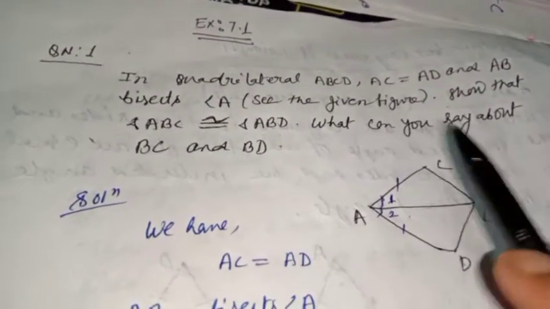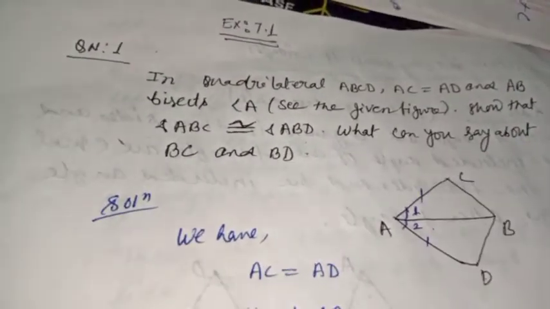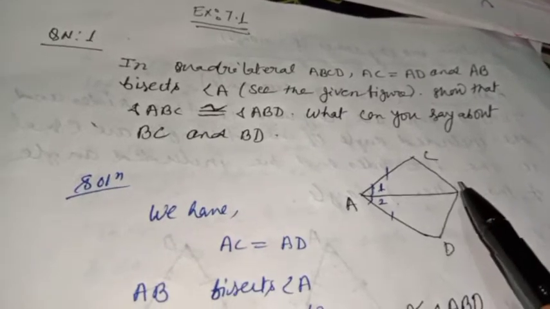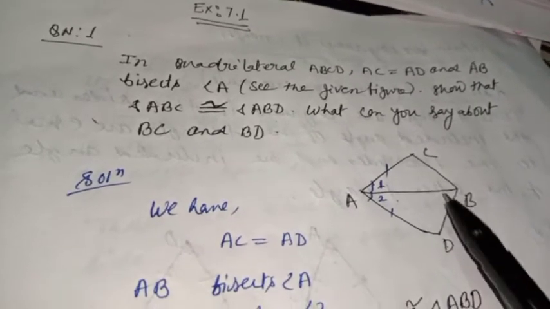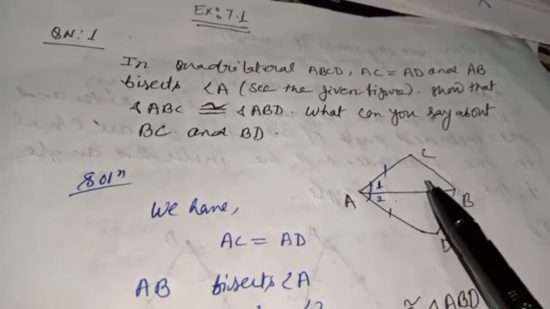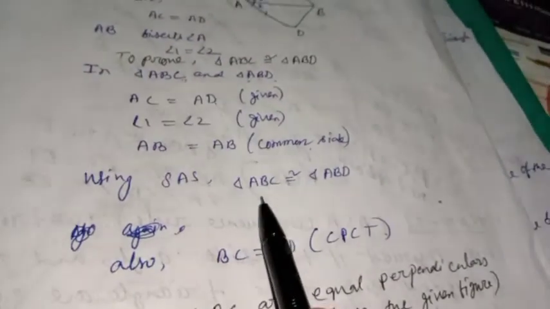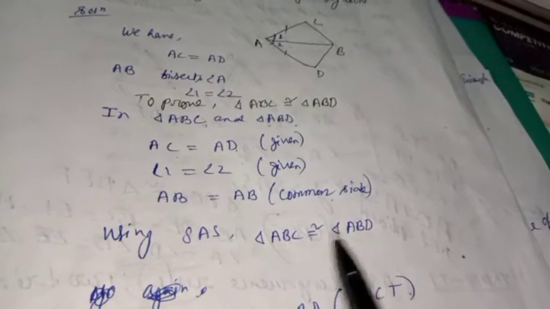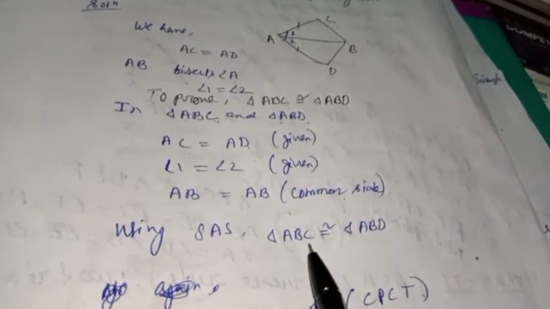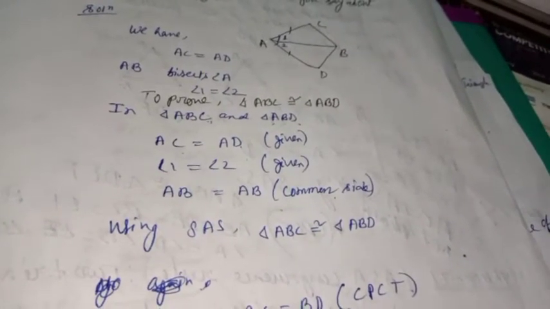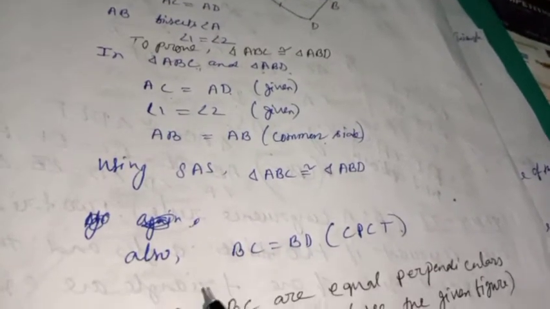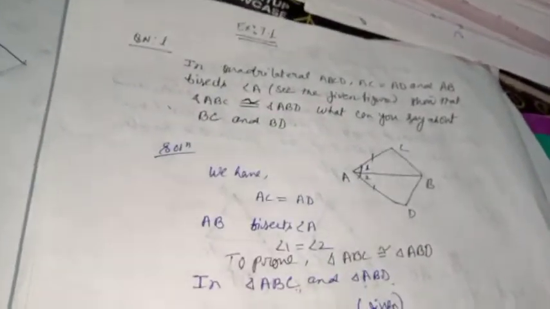Okay, now what can you say about BC and BD? We can see here that BC and BD are the corresponding sides of the triangles. Just now we have shown congruency of triangle ABC and triangle ABD. BC and BD are corresponding sides. Since they are congruent, we have the rule CPCT: corresponding parts of congruent triangles are equal. So you can also write BC is equal to BD, by CPCT. Okay, like this you have to do this.